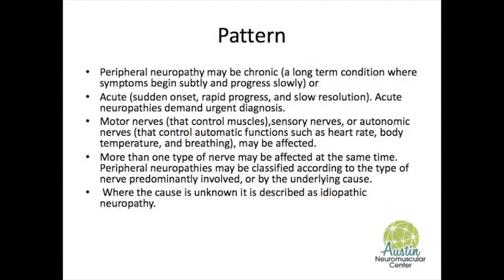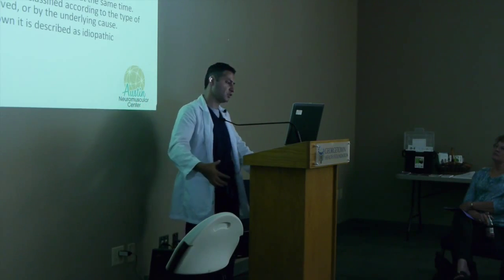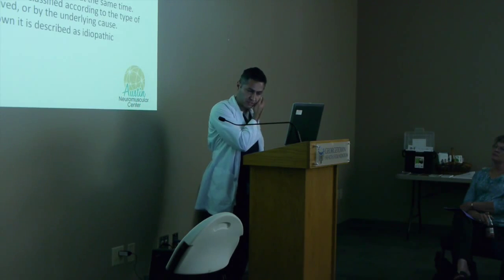Also, neuropathy could be chronic. That means it's going on for weeks, for months to years, gradually. And there's some neuropathy that happens, boom, within a couple of days to a couple of weeks. And these are the ones, I don't know if you heard about Guillain-Barré or this type of severe neuropathy, where you get really weak quickly. And I will touch base on all these.